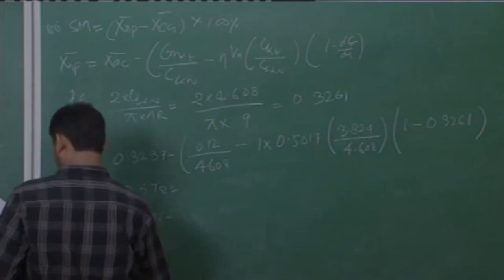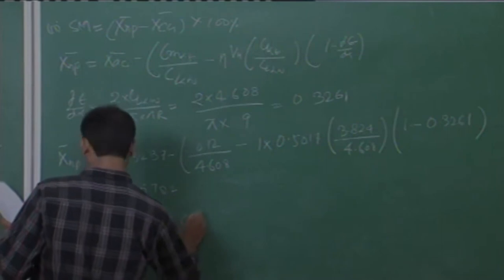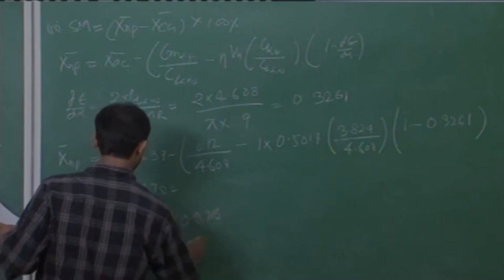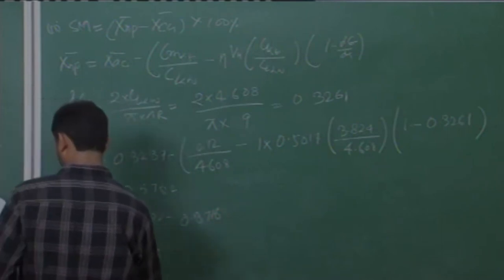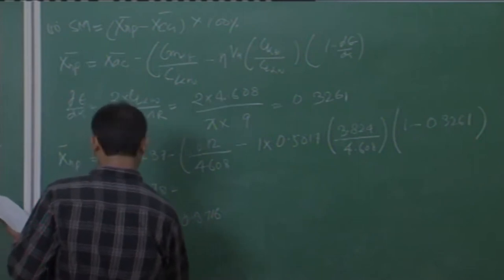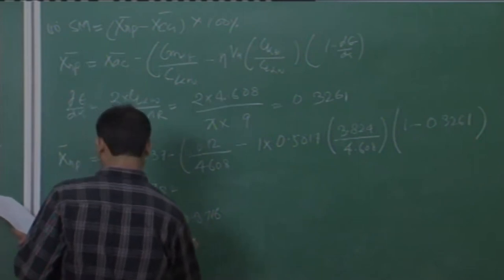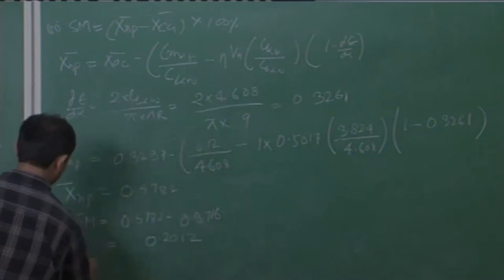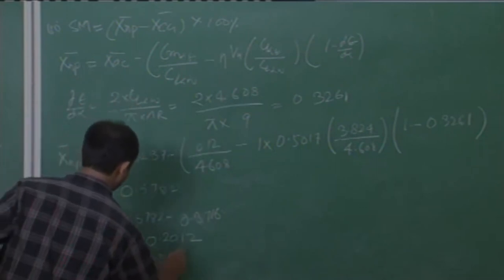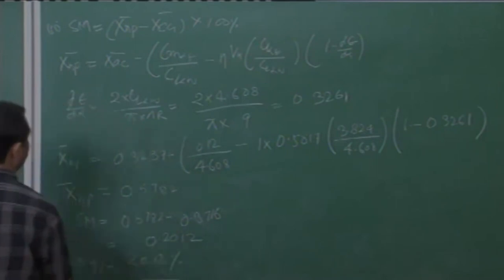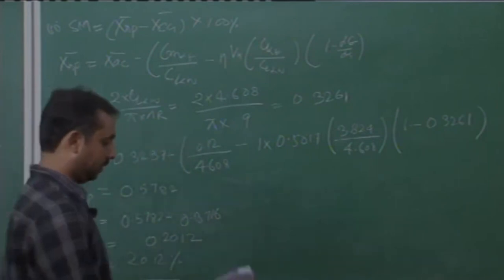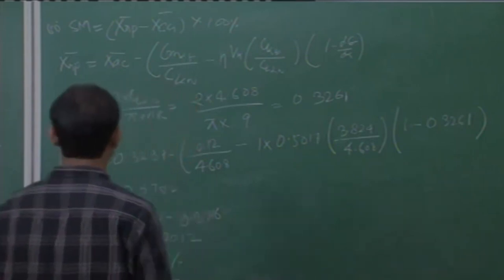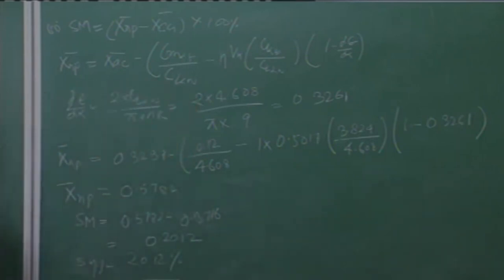Therefore, static margin is 0.5782 minus 0.3716 equals 0.2012, or static margin in percentage will be 20.12%. So, this aircraft has a static margin of 20%.